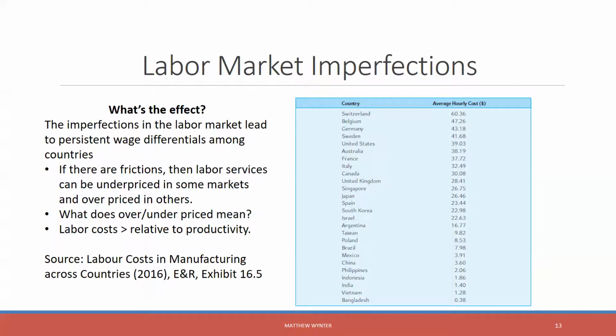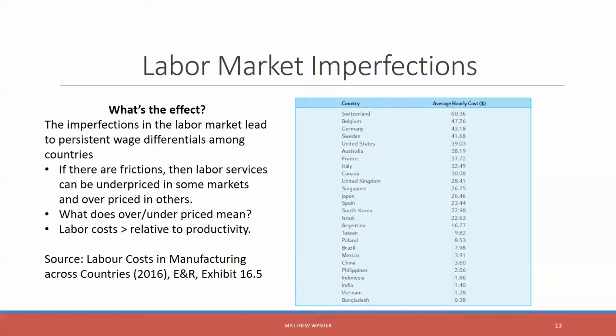And it's the same idea. If you have all of these barriers within the labor market, you're not going to have wages for these different industries and for these different productivities sort of sync up. You're going to see persistent wage differentials across countries. If there are frictions, then these labor services can be underpriced in some markets and overpriced in others.